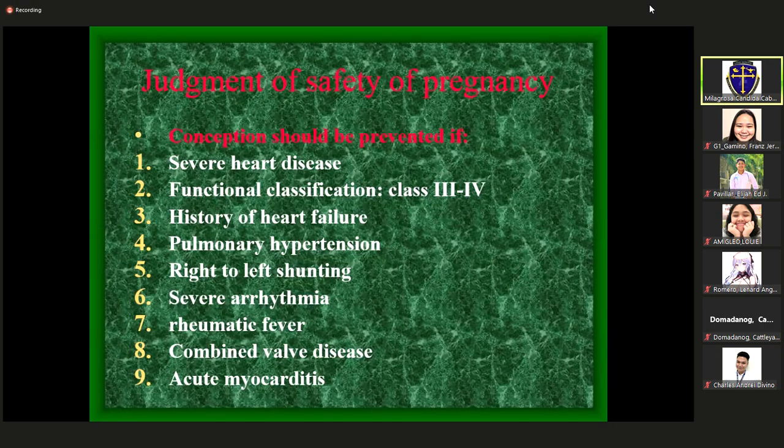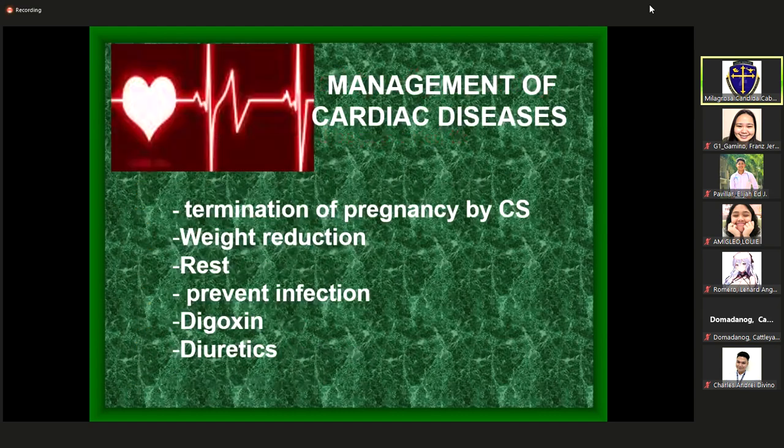History of heart failure. There is pulmonary hypertension. There is right to left shunting. Right? Okay, severe arrhythmia, where the heart is always pounding. Rheumatic fever, combined valve disease. You have your ventricular and atrial septal defect, forget about pregnancy. Okay, then acute myocarditis. This is inflammation of the muscle of the heart. Okay, those are the situations wherein the mother is prohibited from getting pregnant.